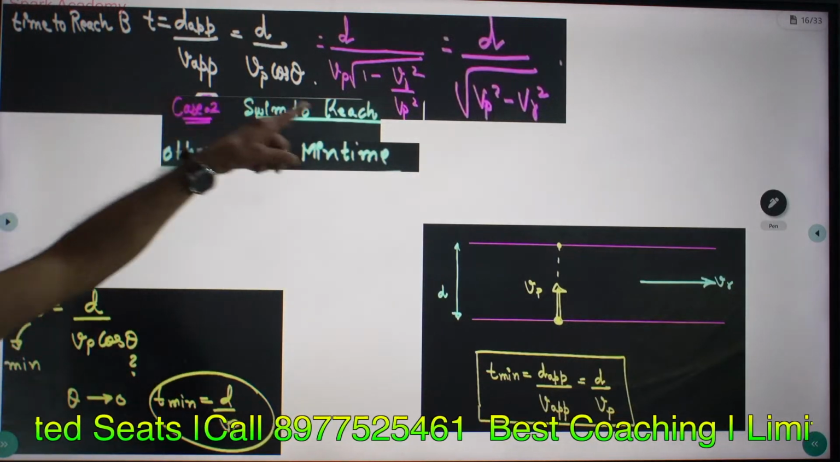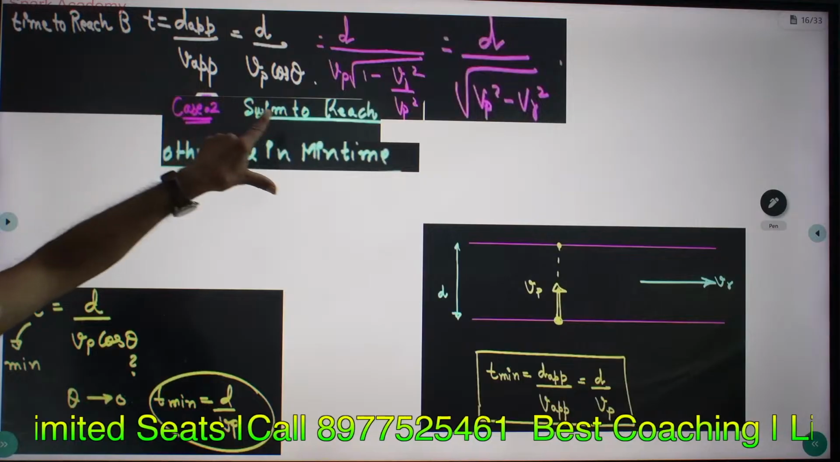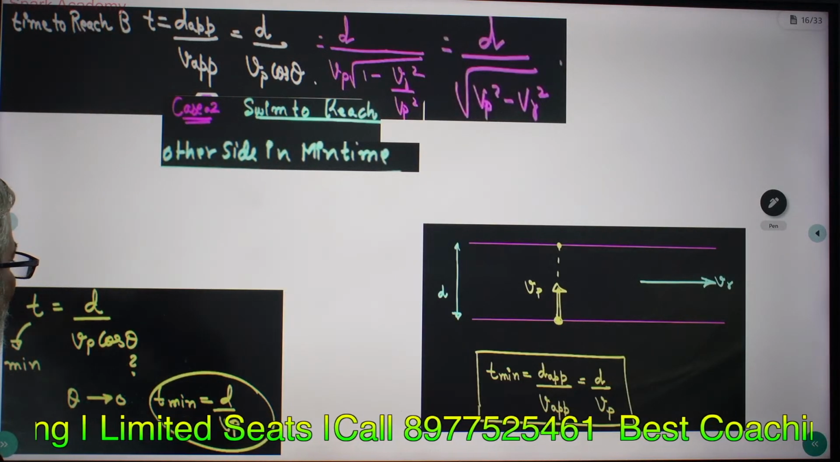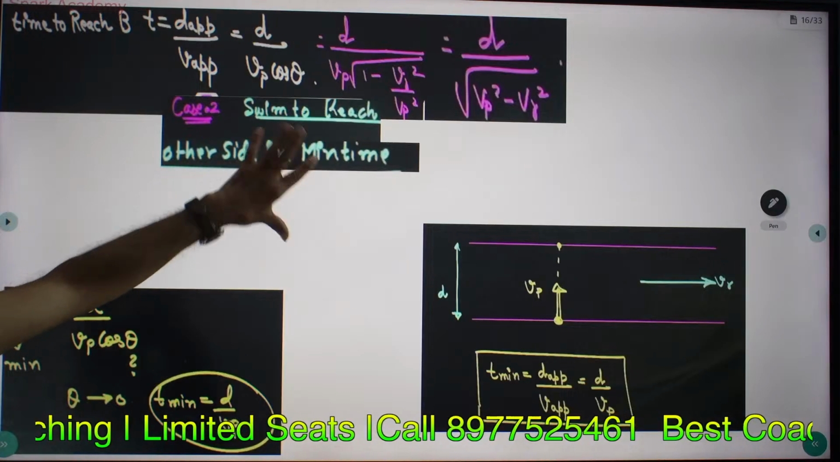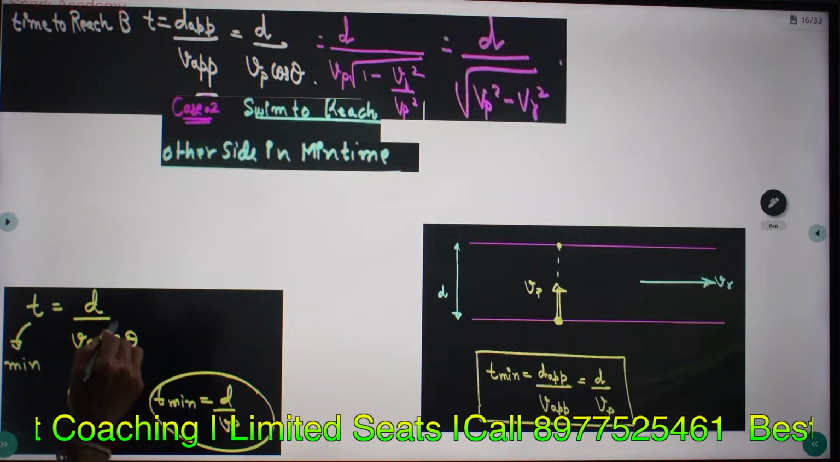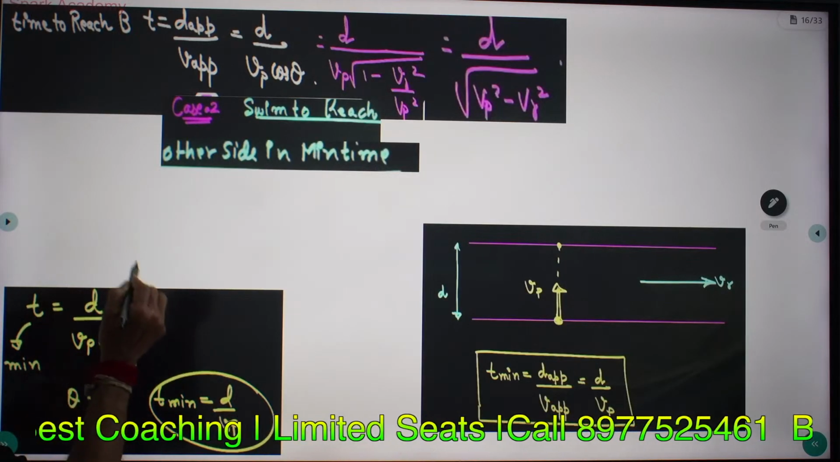So if you know these particular values, you can find out the time to reach from A to B. Now what is the minimum time taken? What is the minimum time taken to reach from A to B?